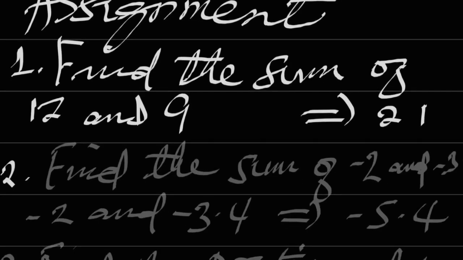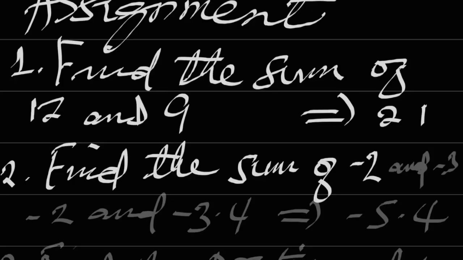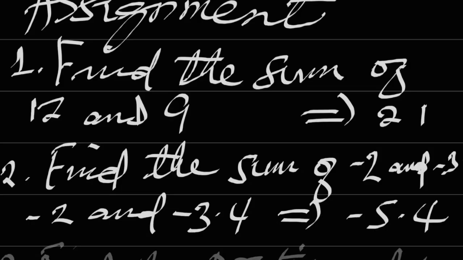Question number 2. Find the sum of minus 2 and minus 3.4. Minus 2 and minus 3.4. Let me write it here again. Minus 2 and minus 3.4. If your work is correct, your answer will be minus 5.4.